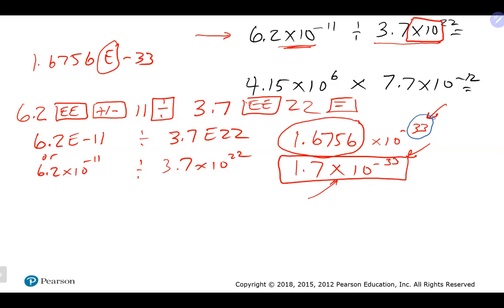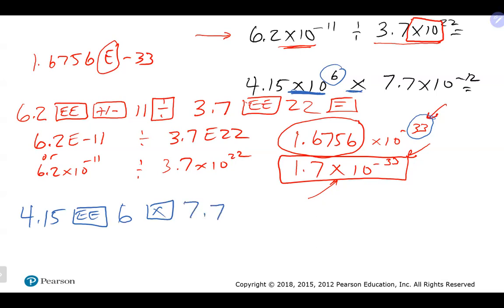Yeah. So if we did the second one, we would do 4.15. We would hit our exponent button, which again would represent this part of the number. That's a positive 6, so we would put 6. We then would hit the multiplication button. We then would put 7.7, once again, exponent button, which represents this part of the number. This is a negative 12, so we want our negative button and 12, and then hit equals.